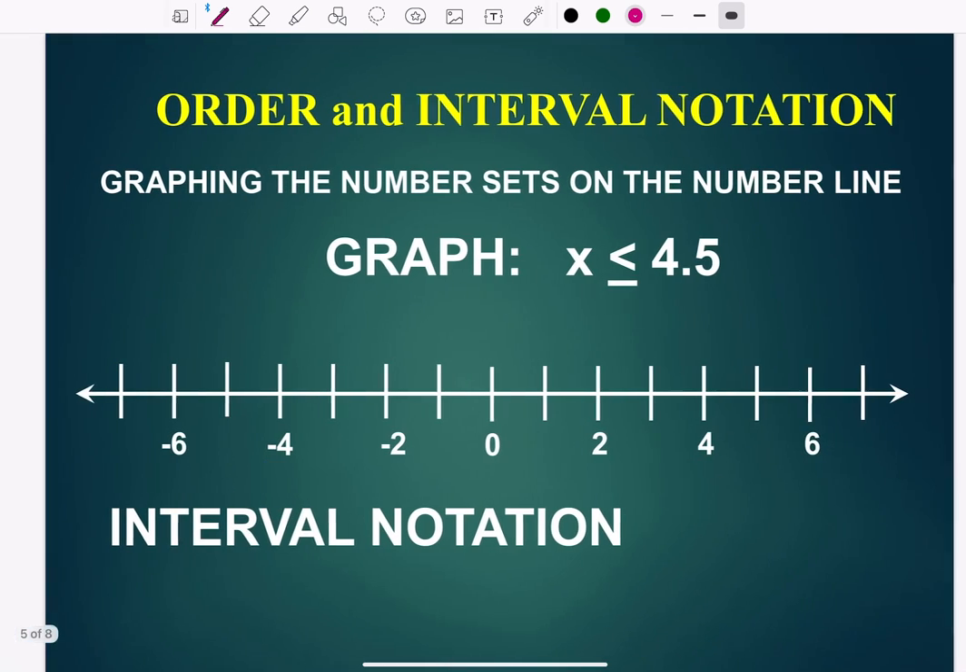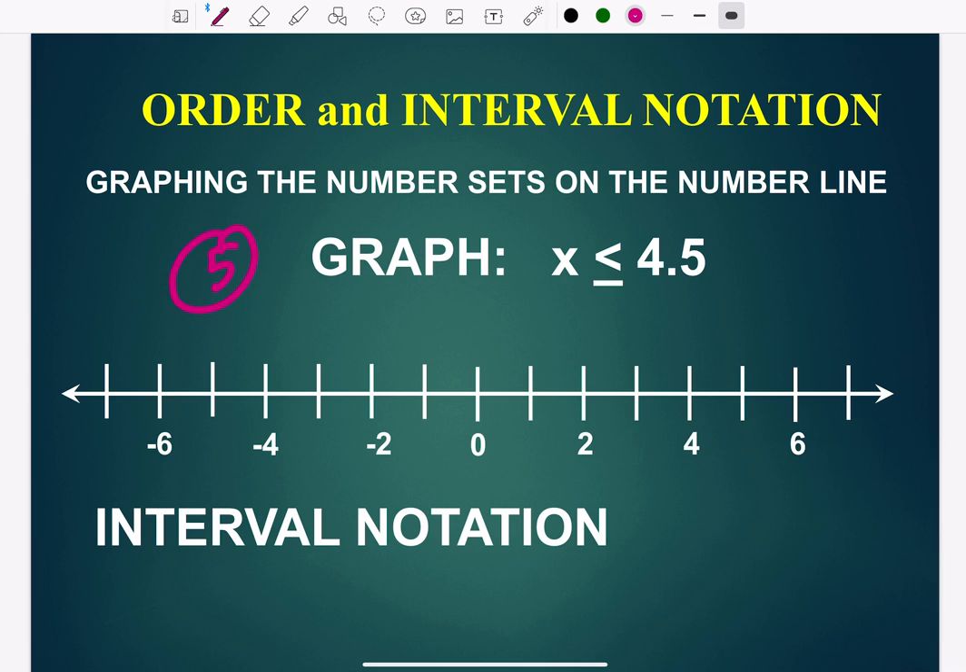Next example, this is number 5. Graph x less than or equal to 4.5. So we're going to find 4.5, and x can be any value less than or equal to 4.5. That means closed bracket, or we could use a closed dot. So all the values to the left of 4.5, including 4.5, will make this inequality true.